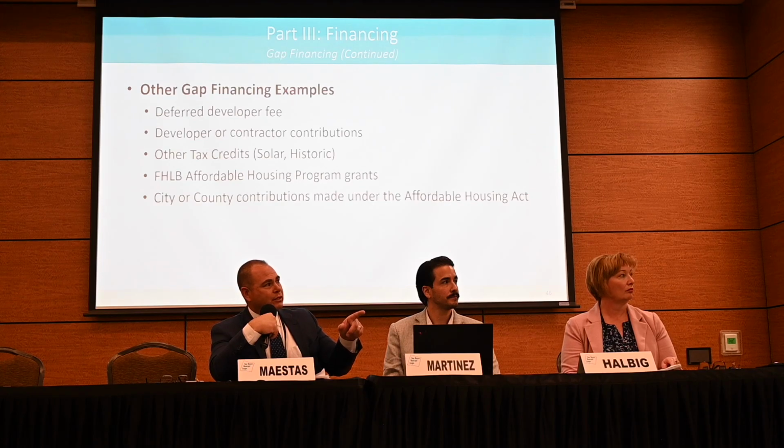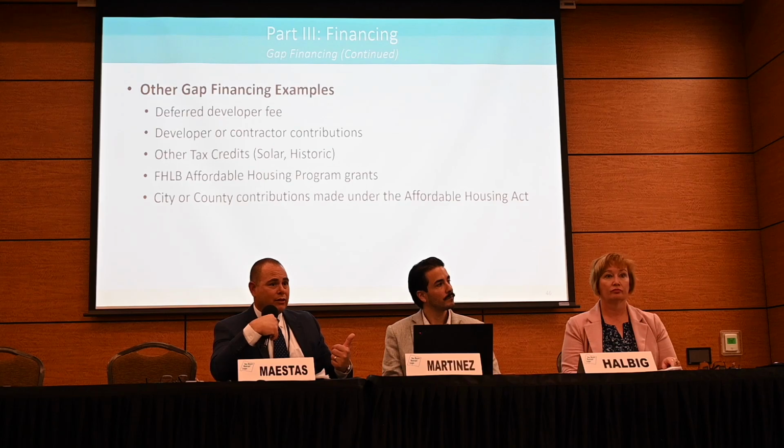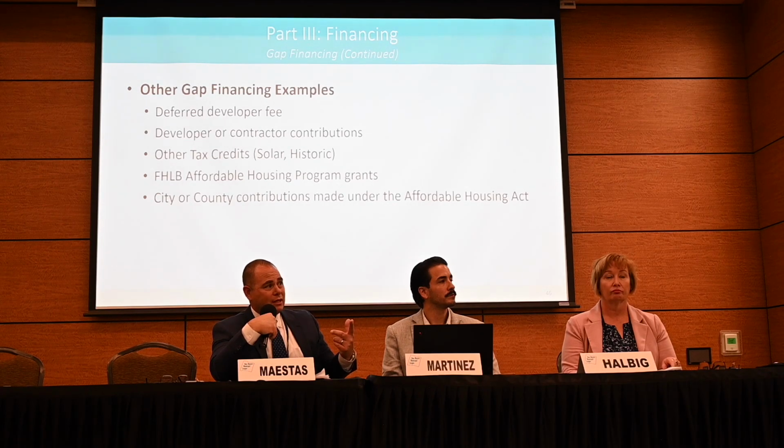Here are other examples of gap financing. Deferred developer fee, where the developer doesn't take all their fee up front. Developers or contractors can contribute or provide soft loans to the project. There are other types of tax credits available. Right now, you're hearing a lot about solar tax credits and other energy efficient tax credits, and also historic tax credits are available. The Federal Home Loan Bank of Dallas offers something called an AHP grant. And I think they can grant up to $800,000 per project. You have to apply for it. You're not guaranteed it, but there's a lot of money out there.